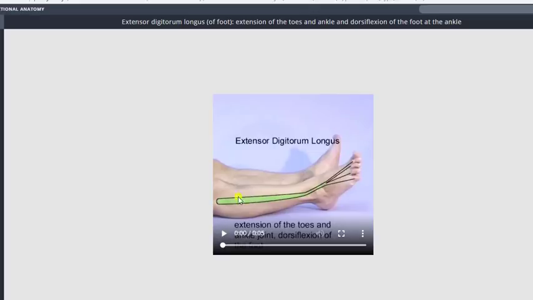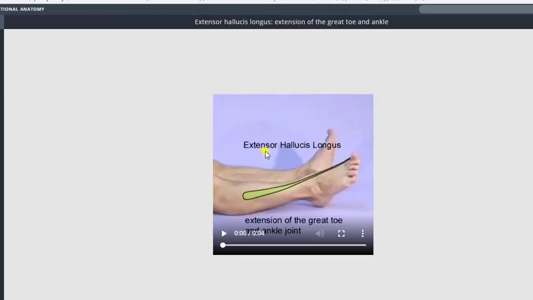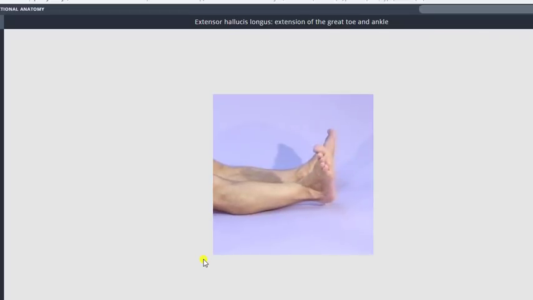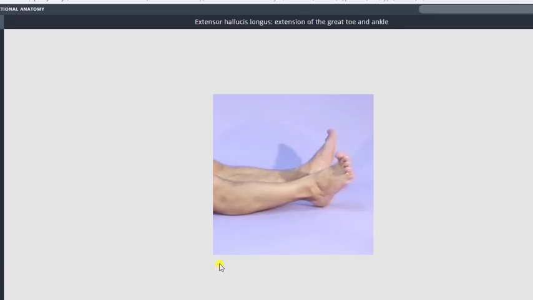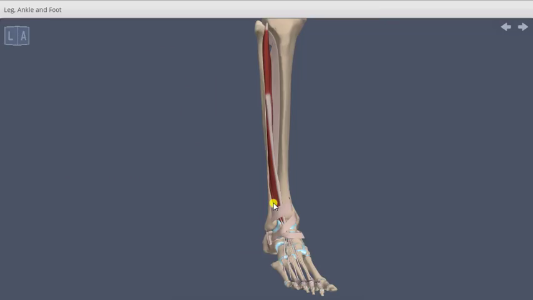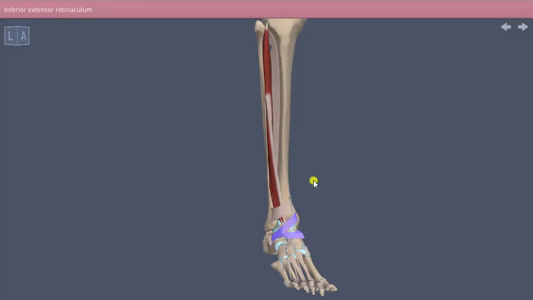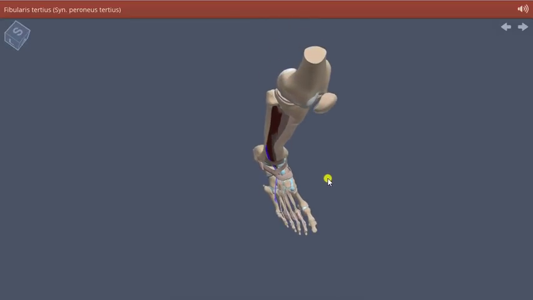The surface anatomy for the extensor digitorum longus, and here is the action: extension of the toes and dorsiflexion of the ankle joint. The action of extensor hallucis longus: extension of the big toe and dorsiflexion of the foot at the ankle joint. Again, fibularis tertius is considered part of the extensor digitorum longus. Again, it passes below the superior and the inferior extensor retinacula to be inserted into the fifth metatarsal bone.